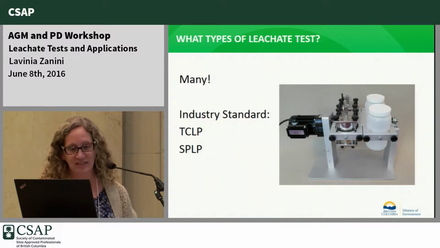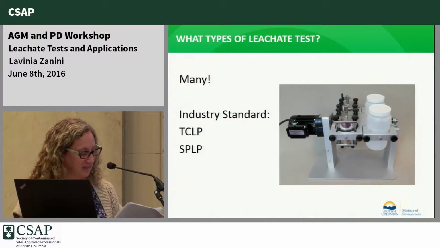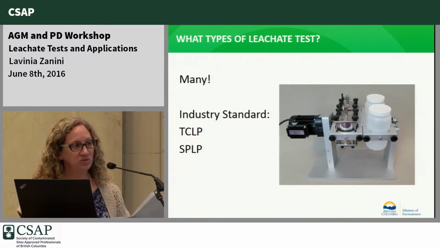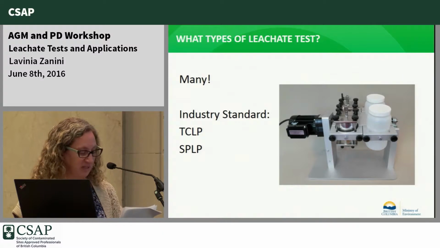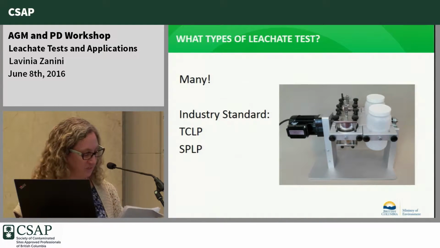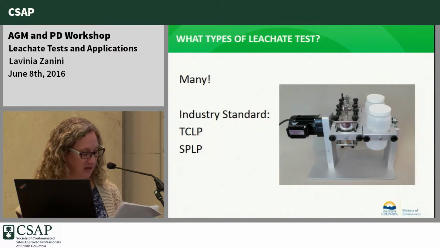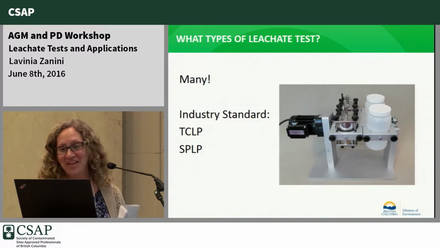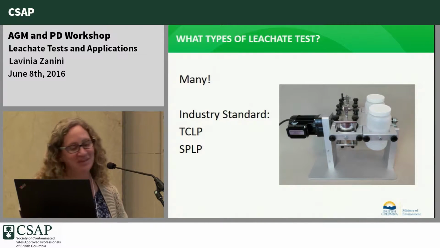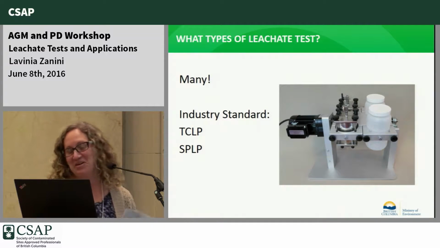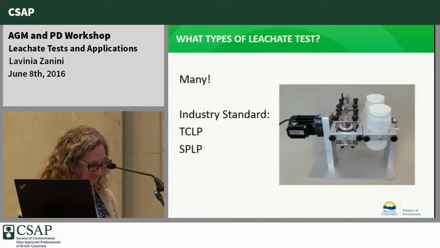And interestingly, I learned that the TCLP methodology is supposed to represent a 3-meter landfill depth, 100 centimeters of annual rainfall, 5% co-disposal with municipal waste, 100% rain percolation through the landfill, 1 gram per cubic centimeter waste density, and 3 years of leaching. I can't imagine how this test does that, but that's what it's supposed to represent.